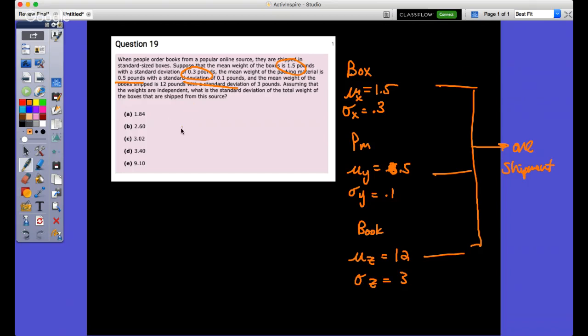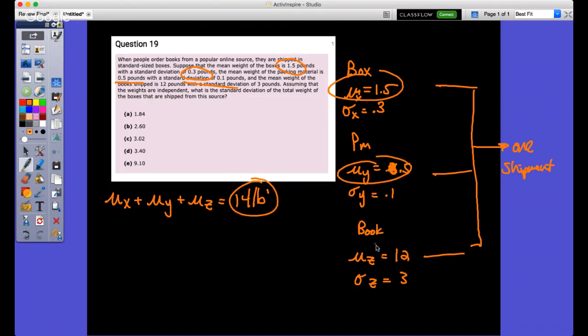Well, let's talk about mean real quick because I think it's a good one. When we talk about mean, it would be the mu of X plus the mu of Y, like we're just adding them all together. In this context, it would end up being 14 pounds for our mean, because we just add these three together. But we're not talking about mean. We're talking about standard deviation. And one cannot simply add standard deviation. So when we add these together, we can't simply add these.